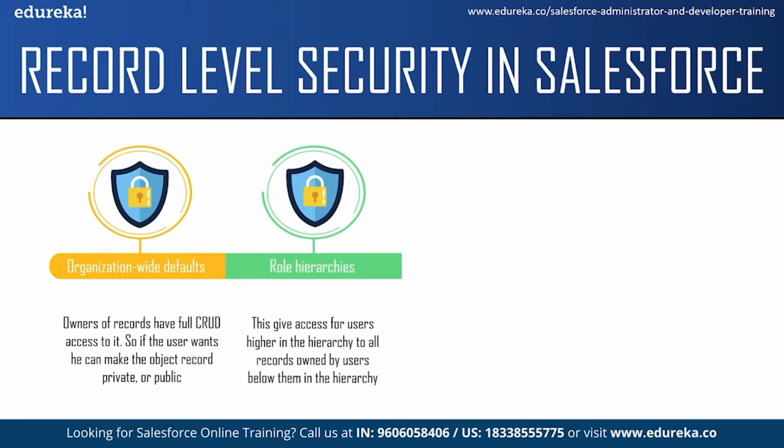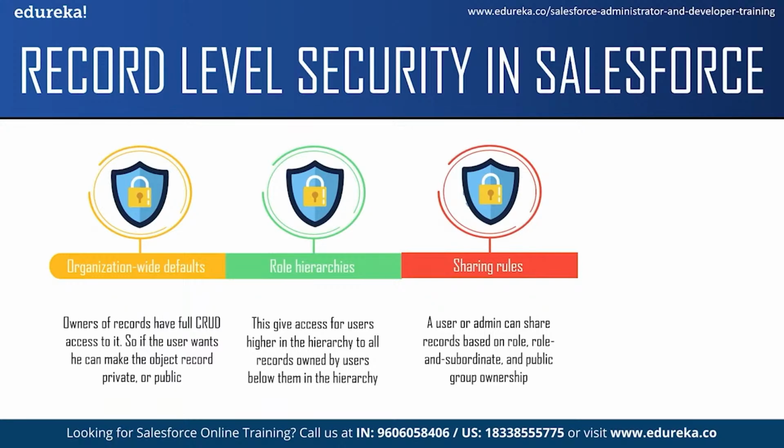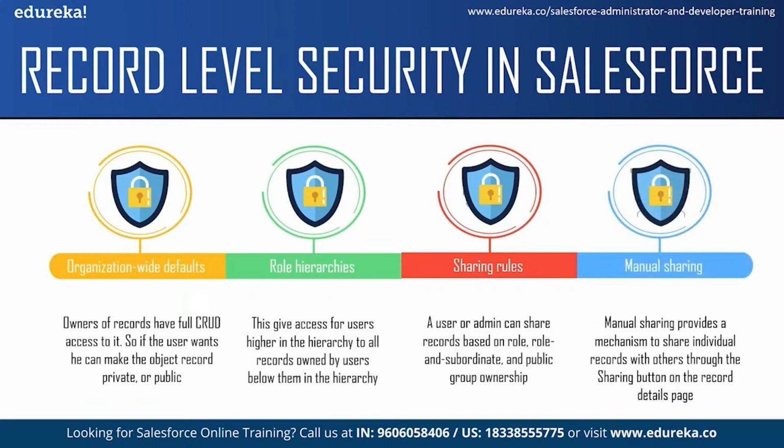Now, role hierarchy does not have to match your organization chart exactly. Instead, each role in a hierarchy should represent a level of data access that a user or a group of users needs. Now, the question that arises here is, how can I share my records with my fellow employees? So this can be done by sharing roles. A user or admin can share records based on roles and subordinates and public group ownership. For example, a sales executive can share all the records owned by him with everyone in the service executive role if he wants to.